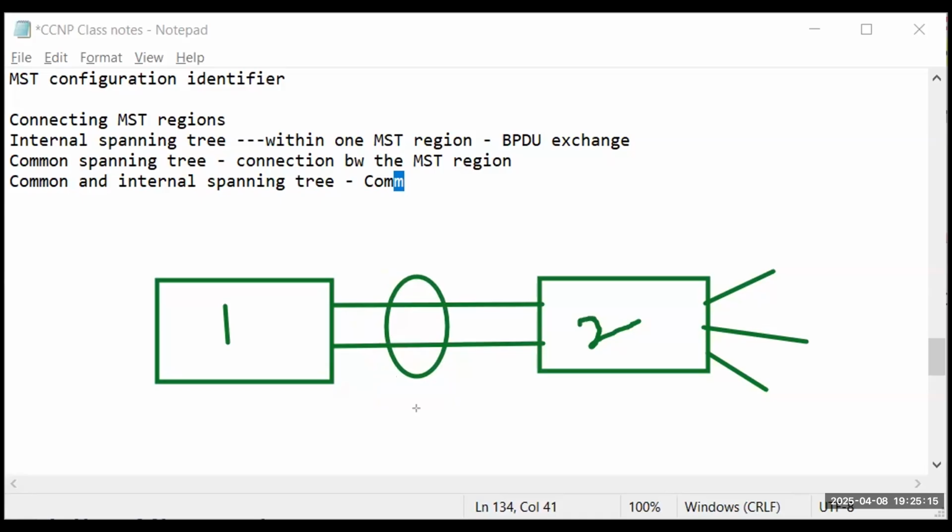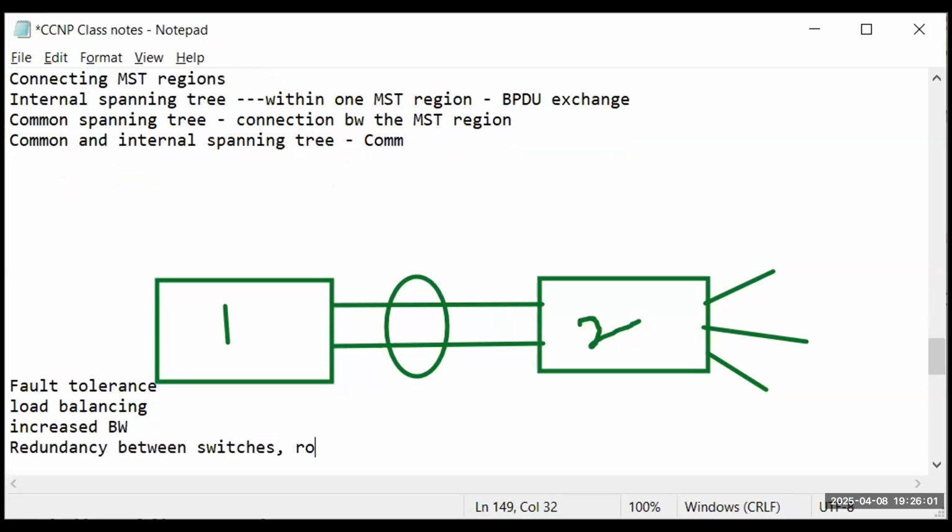So what is achieved here is fault tolerance, load balancing, increased bandwidth, redundancy between switches, routers, servers, etc., whatever is connected in the switches. These things can be achieved by Ether channel. So Ether channel technology makes it possible to combine any number of multiple links between the switches to speed up the switch performance. It's originally a Cisco proprietary protocol.